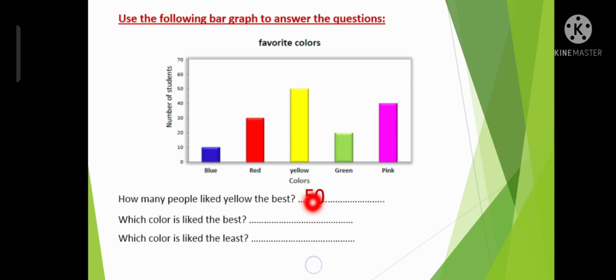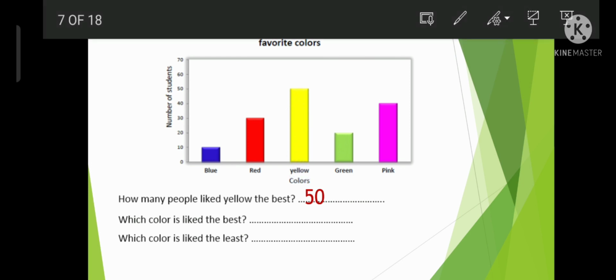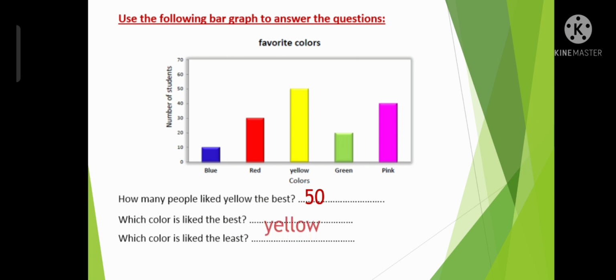Which color is liked the best? This is the longest bar. So yellow is liked the best. Which color is liked the least? Where is the shortest bar? The shortest bar is blue.